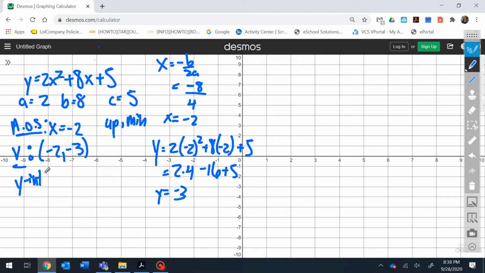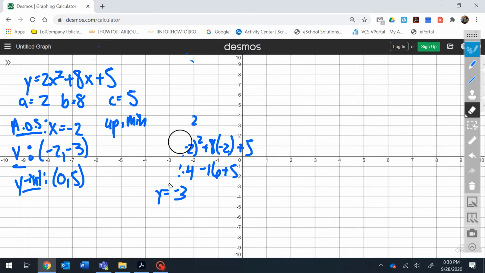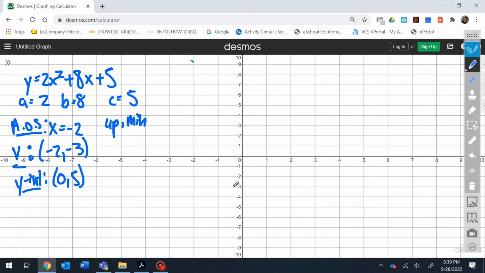And the y-intercept is, of course, the c value, so 0, 5. Alright, I am going to have to erase this to make room for my graph. So my axis of symmetry is at negative 2. Negative 2, negative 3 is my vertex, which is right here. 0, 5 is my y-intercept, so I would reflect that to get the point on the other side.